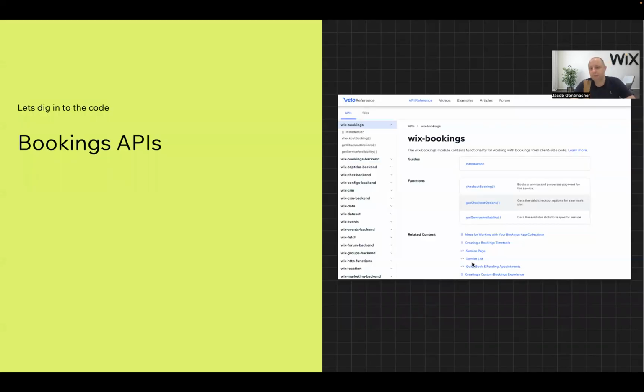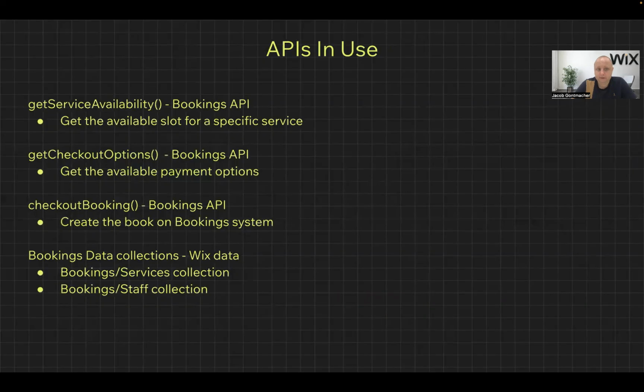From the documentation perspective, nothing changes. Those are still the same 3 APIs. We used those in our demo, and we also used booking data collections. Bookings has 3 data collections: services data collection, staff data collection, and schedules data collection. We use services and staff for this demonstration.